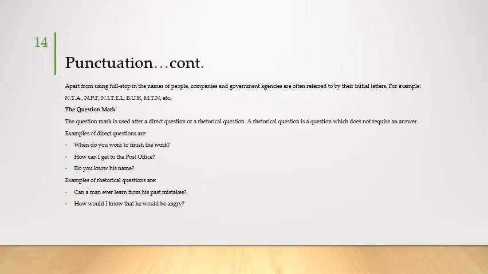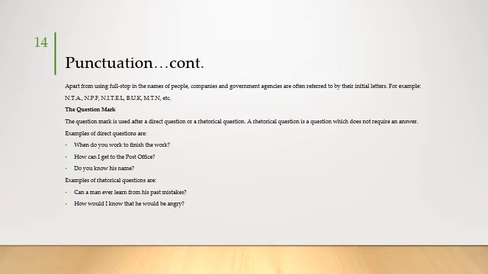Apart from using full stop in the names of people, companies and government agencies are often referred to by their initial letters. For example, NTA, NPF, NITEL, BUK, MTN, etc. So in that case, dots are used in the abbreviation of the government agencies, with the initial letters.